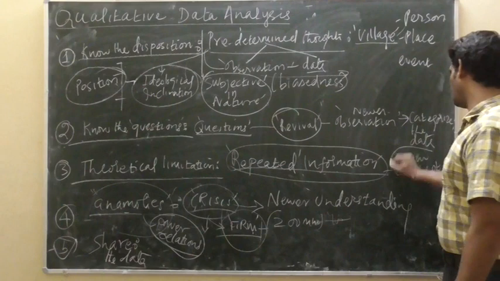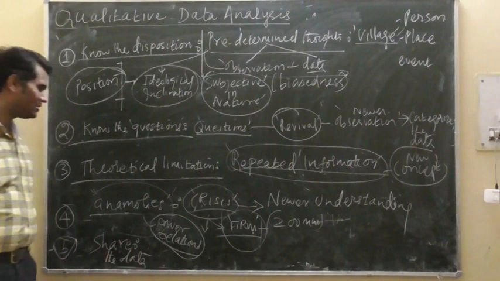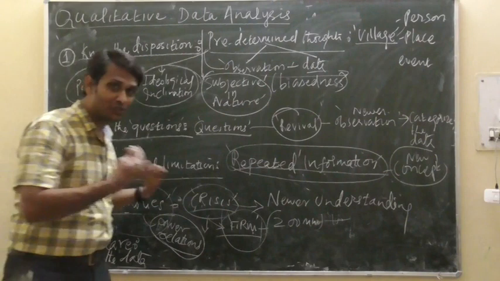That means you have arrived at repeatedness. Okay, and the third is you have to look at anomalies, a kind of abnormality which happens within the research situation as well as the researcher's mind. At the same time, the respondents.